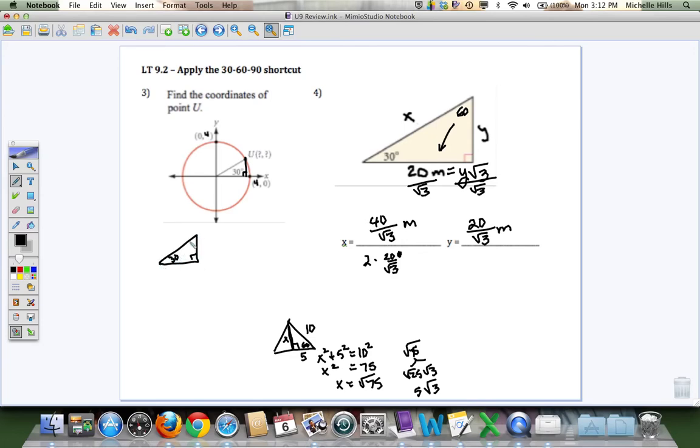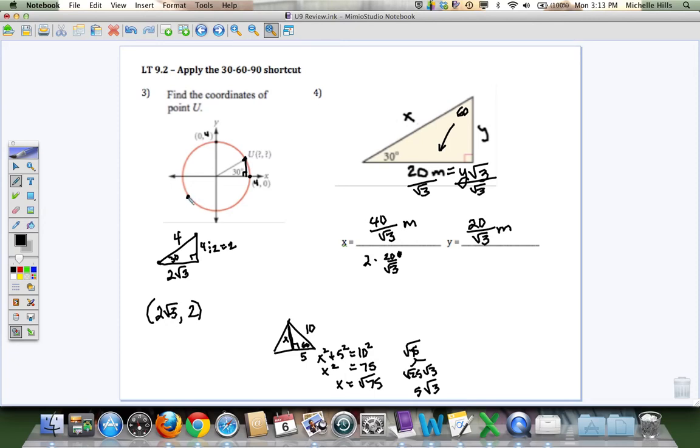This is a 30-degree angle, that's a 60-degree angle. I know the length of the hypotenuse because it's just the radius of this circle, and I can see that the radius of this circle is 4. So this side is going to equal 4 divided by 2, which is 2, and this side is going to be 2 times the square root of 3, because it's the short leg times the square root of 3. As far as my coordinates, u then has an x value of 2 square roots of 3. It's positive because x is positive in the first quadrant, and y has a value of 2. And it's also positive because y is positive in the first quadrant.